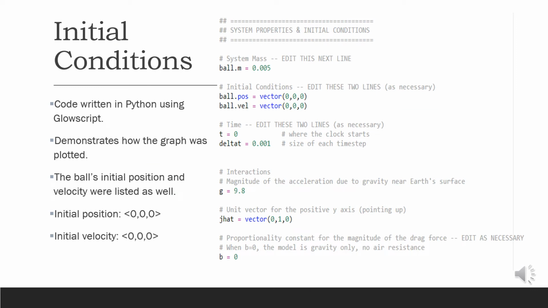Moving on to my computational model. I wrote the code in Python using GlowScript. As you see in the initial conditions of the model, I set the mass of the paper ball to 0.005 to more closely match the mass of a paper ball. I also set the original position of the ball to 0,0,0 and the initial velocity of the ball to 0,0,0.